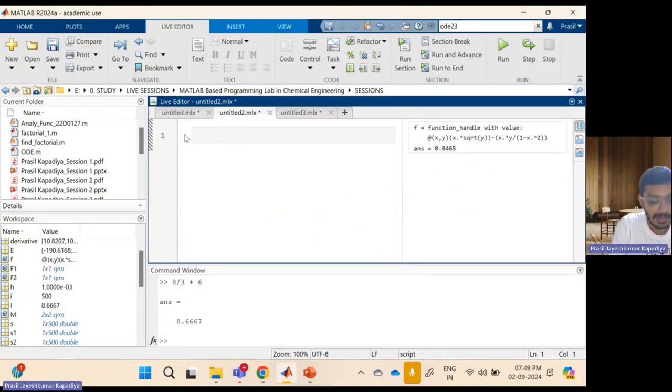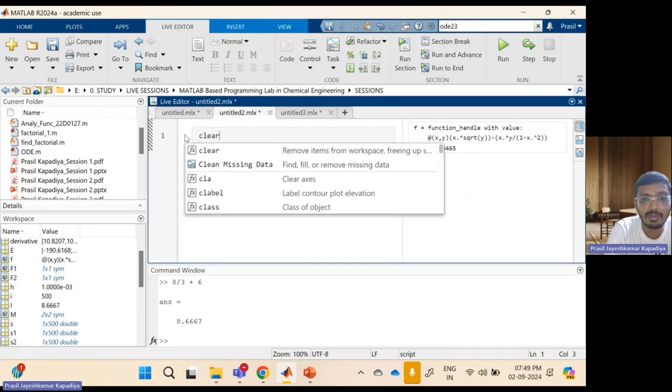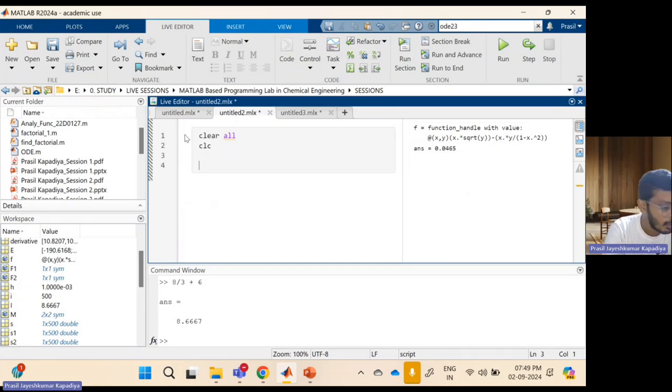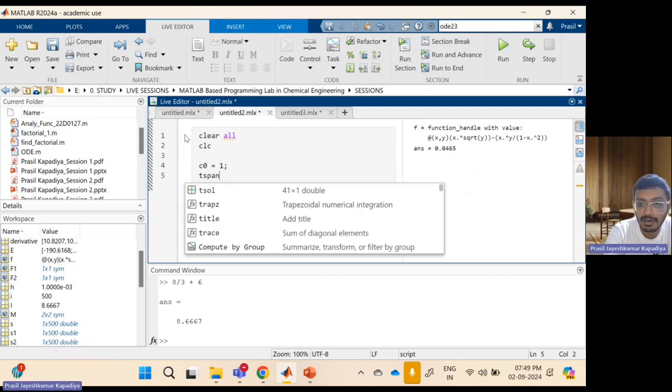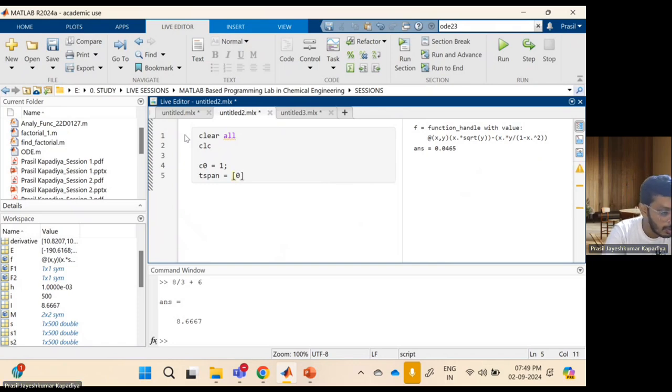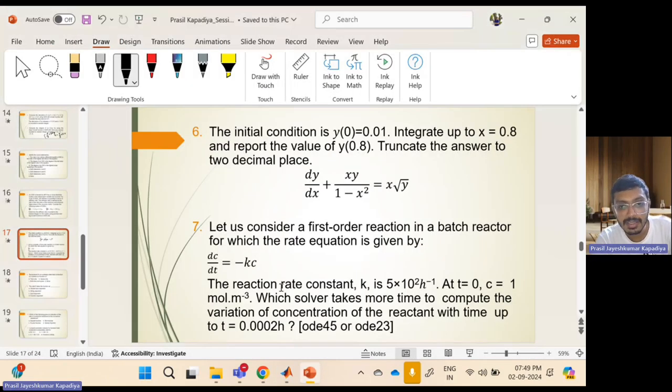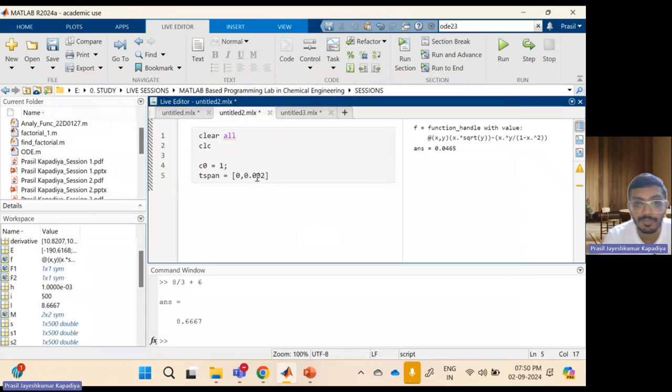Let's write down our equation. First, let's do clear all, clc. We are told that C0 is equal to 1 and my t span is equal to 0 to 0.0002. Correct? Triple zero, 2, not 00, 0002.